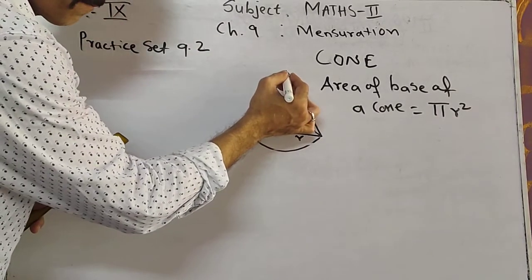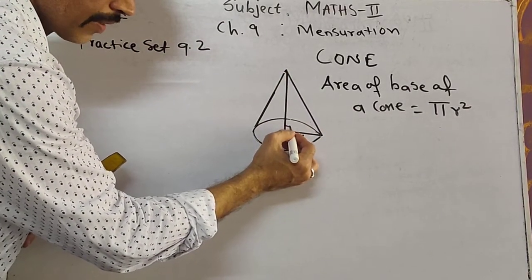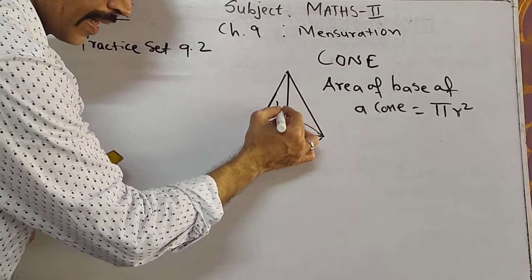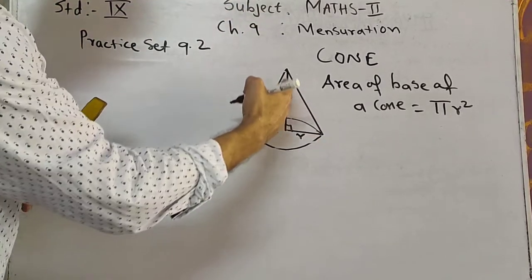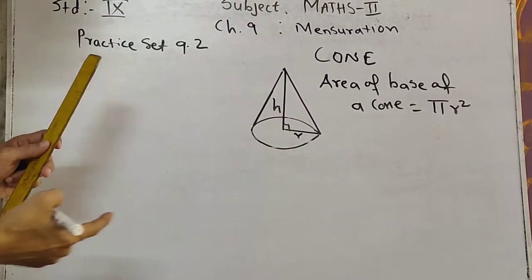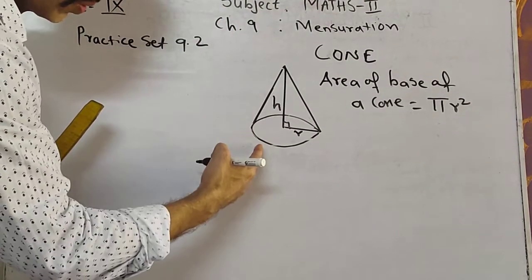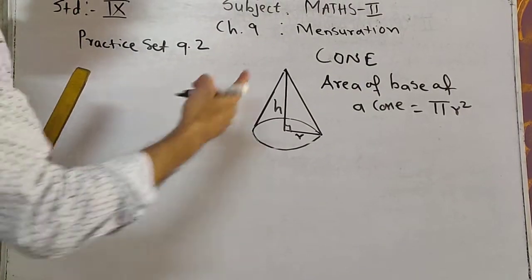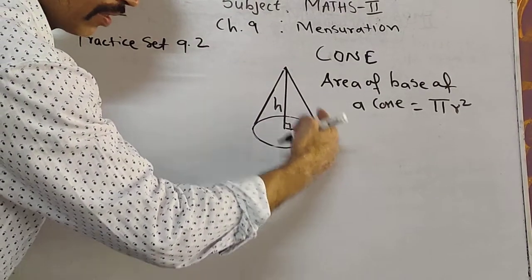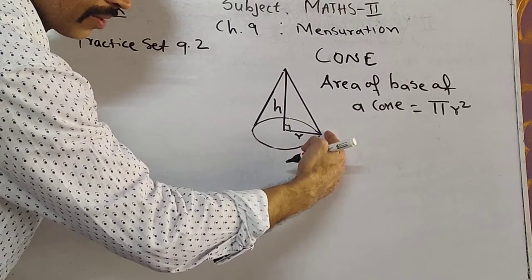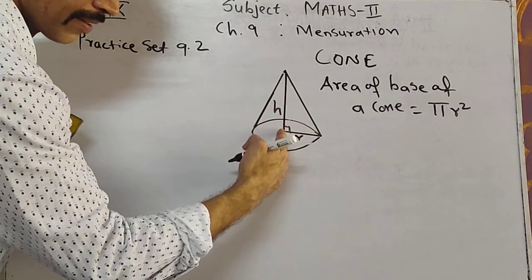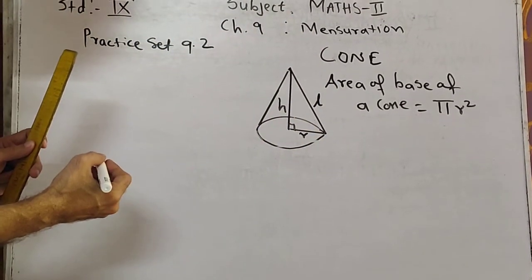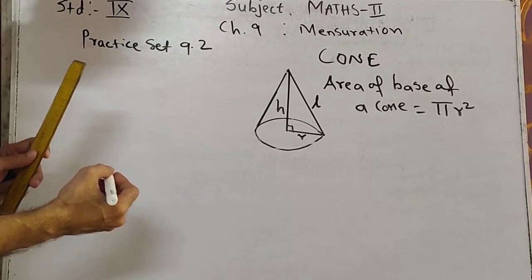This is the perpendicular height. You can see, this is the perpendicular height, so it is denoted by h. This straight height is denoted by h. Now in a cone there is also another height. One more height is there. That is called slant height. This is called slant height. This is the perpendicular height, and the slant height is denoted by L.